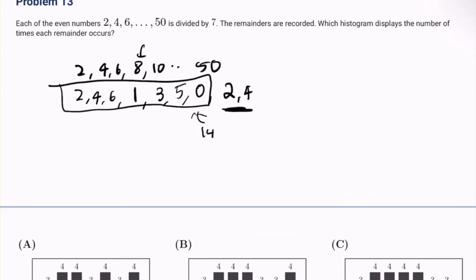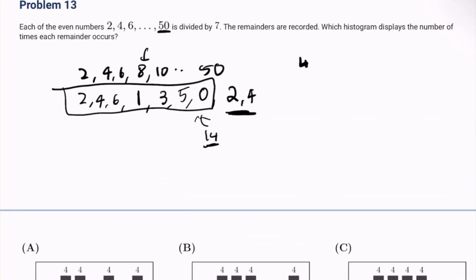Okay, so what is the nearest multiple of 14 to 50? The nearest multiple of 14 is 42. So after that, we have 44, 46, 48, and 50. And 44 modulo 7 is simply 2. This is 4. This is 6. And this is 1.